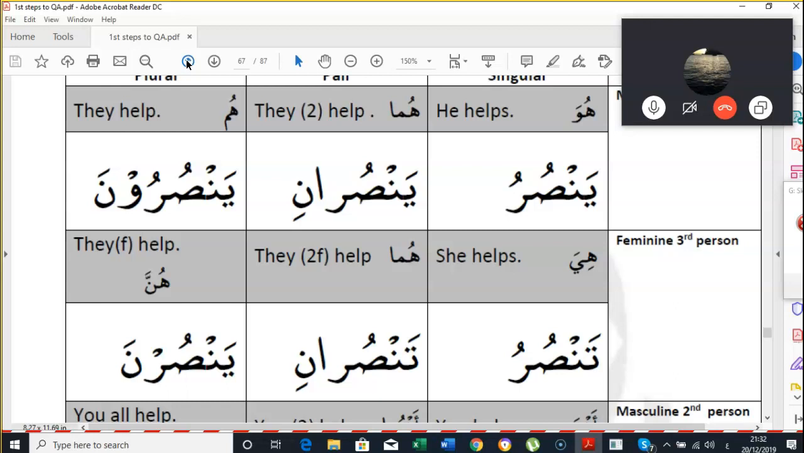Your present tense will only begin with one of these 4 letters: the ya, ta, alif, or nun. A present tense word will always begin with either a ya, ta, alif, or nun. So you can't have a present tense begin with a meem or a jim or whatever. It's always going to be ya, ta, alif, or nun.